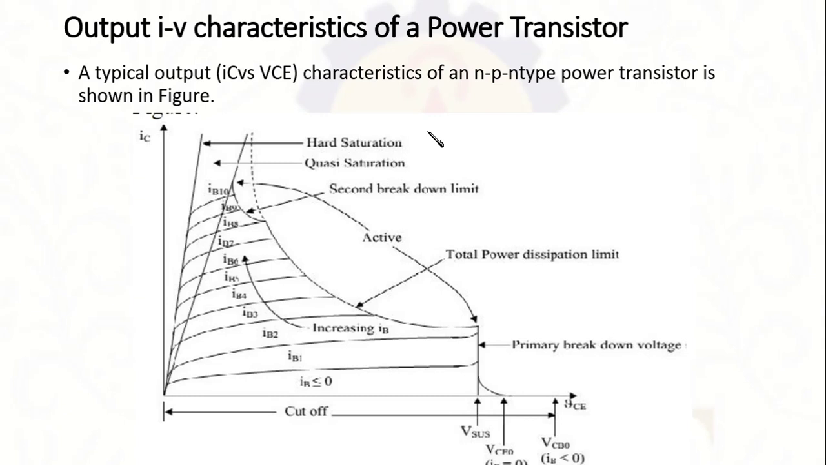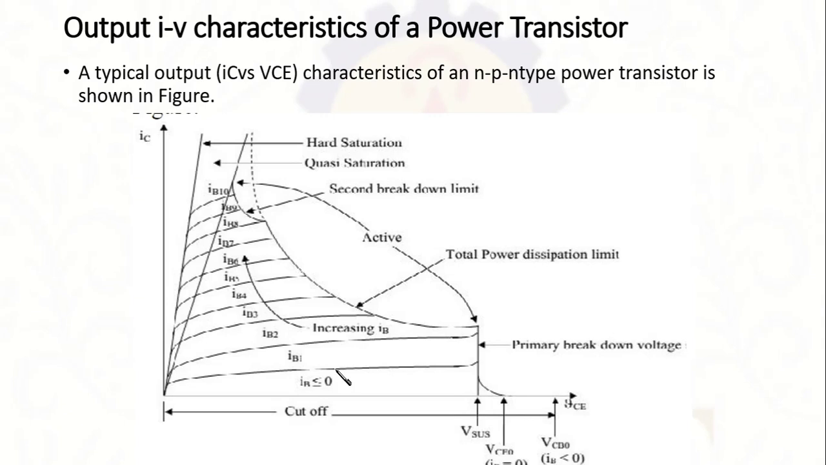As shown in the figure, a power transistor also exhibits cutoff, active and saturation regions in its output characteristics. So we can see the cutoff region here, the active region and the saturation region here. For the power transistor, there are two saturation regions: one is a quasi-saturation region and the other a hard saturation region. We will discuss these in this lecture.